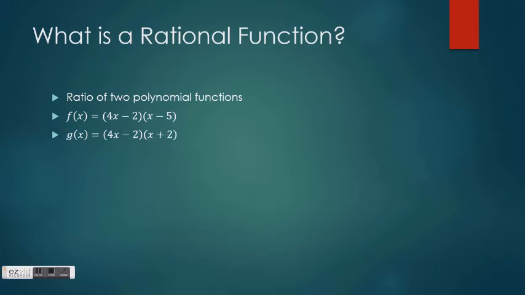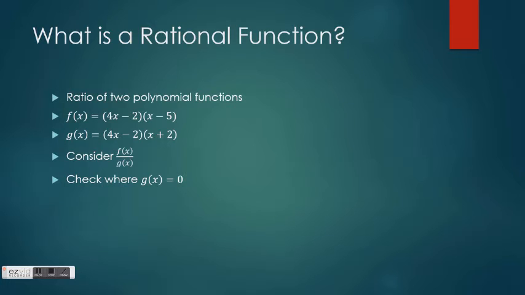Let's go ahead and take a look at these two polynomial functions. f of x is equal to (4x minus 2) times (x minus 5). This is the factored form. And then g of x is (4x minus 2) times (x plus 2), again, factored form. Now let's consider the rational function f of x divided by g of x.